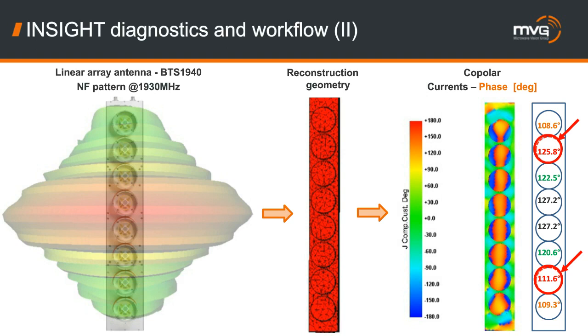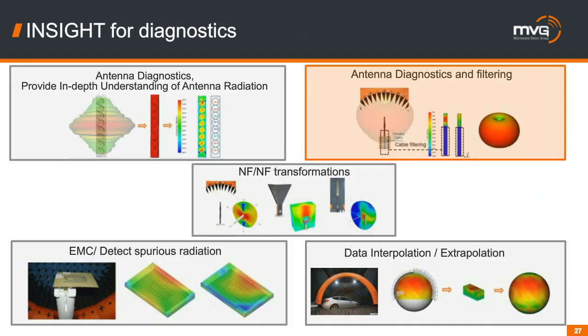Post-processing of the current for this antenna took some minutes at this frequency, and this is a classical example of an antenna diagnostic and how Insight can be used for checking the antenna manufacturing and production. The next feature is the antenna diagnostic and filtering.